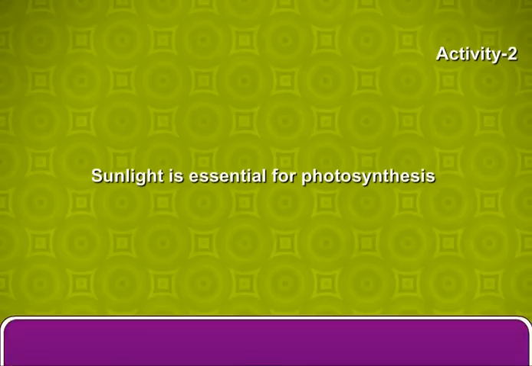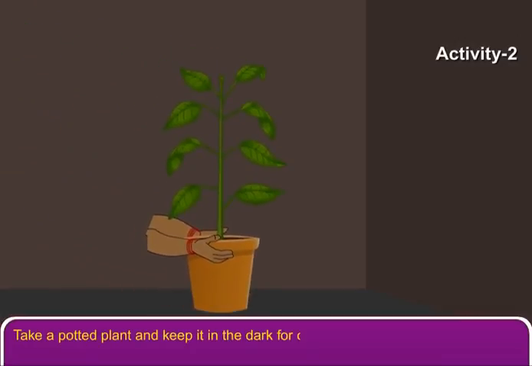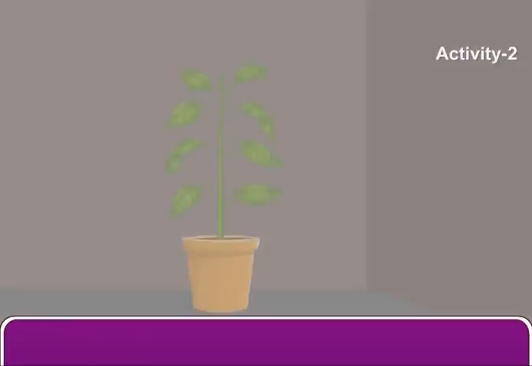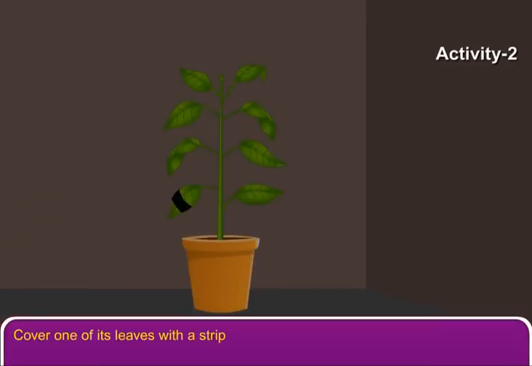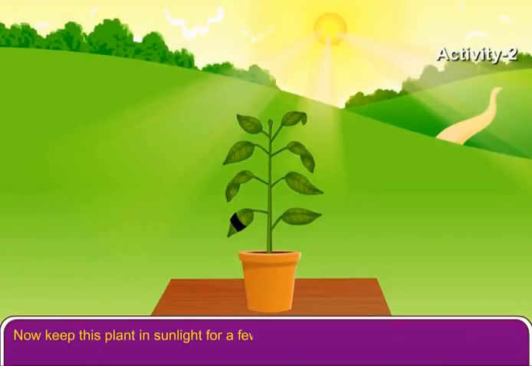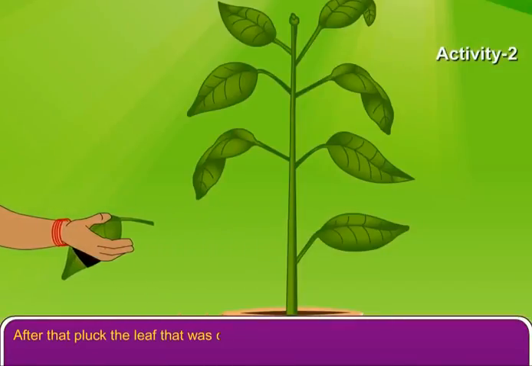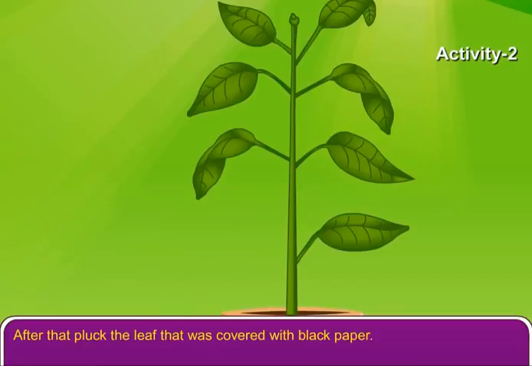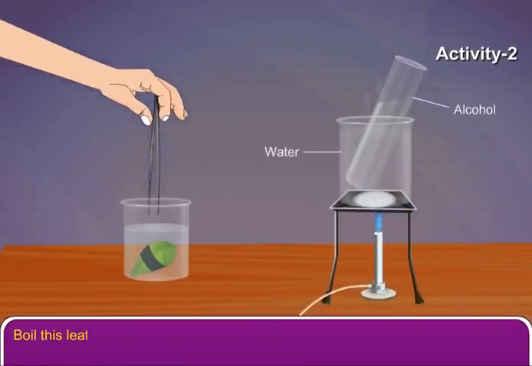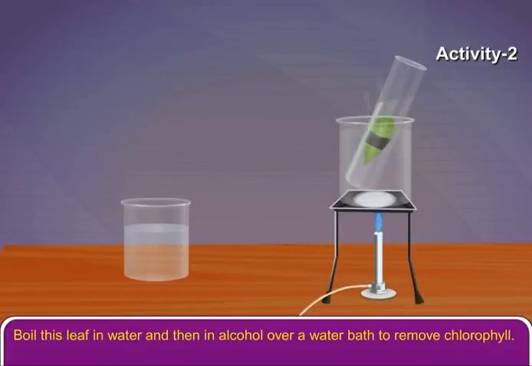Activity 2. Sunlight is essential for photosynthesis. Take a potted plant and keep it in the dark for 1 day. Cover one of its leaves with a strip of black paper on both the sides. Now keep this plant in sunlight for a few hours. After that, pluck the leaf that was covered with black paper. Boil this leaf in water and then in alcohol over a water bath to remove chlorophyll.